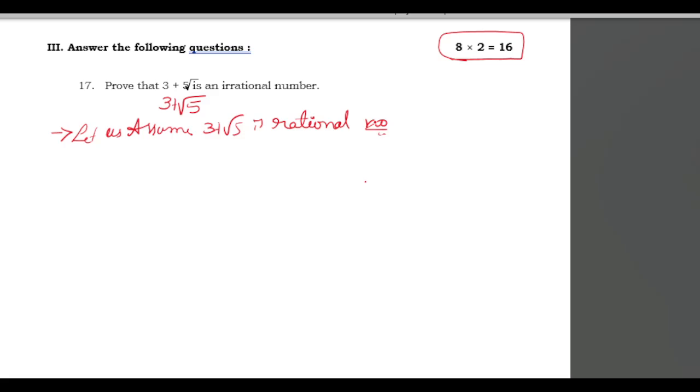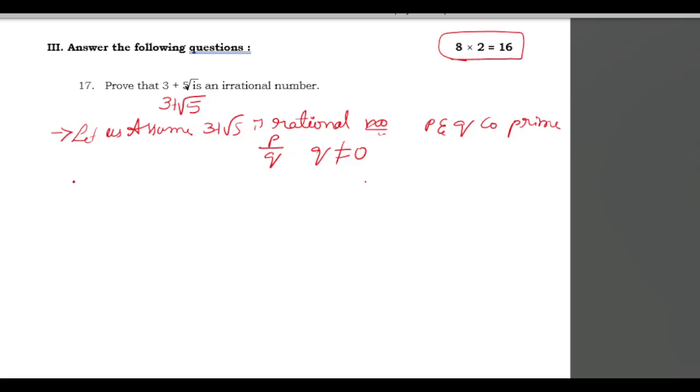So 3 plus root 5 is equal to P by Q, where P and Q are co-primes and Q is not equal to 0. Q should not be 0. If Q is 0, it will not become a fraction; it will become an integer.